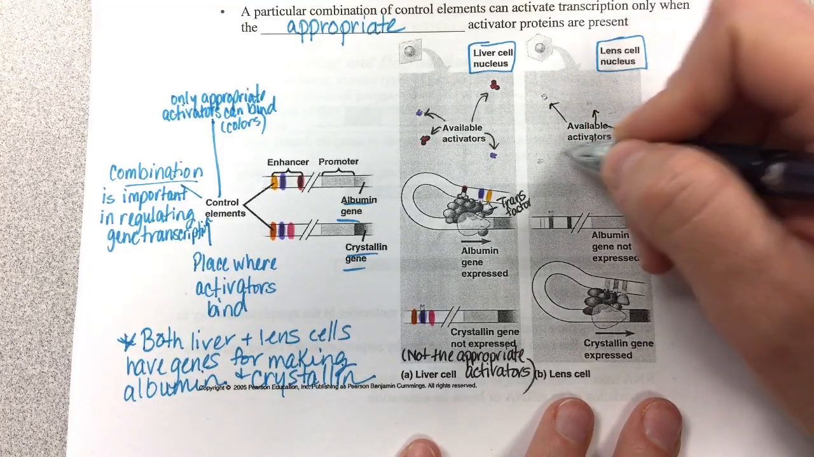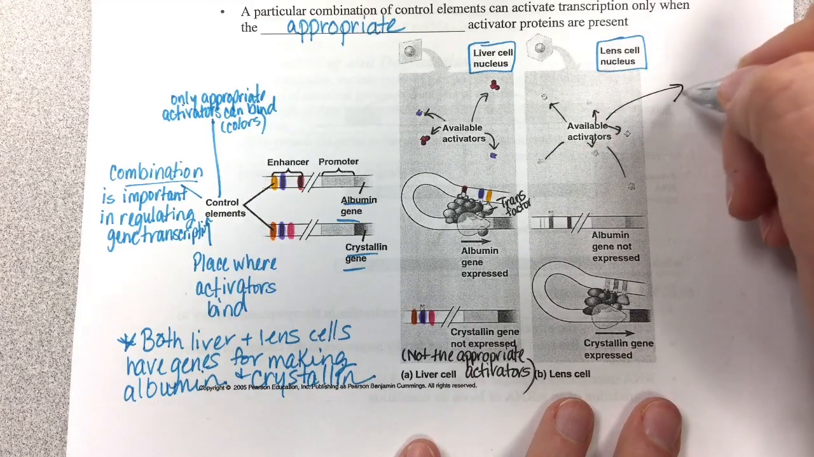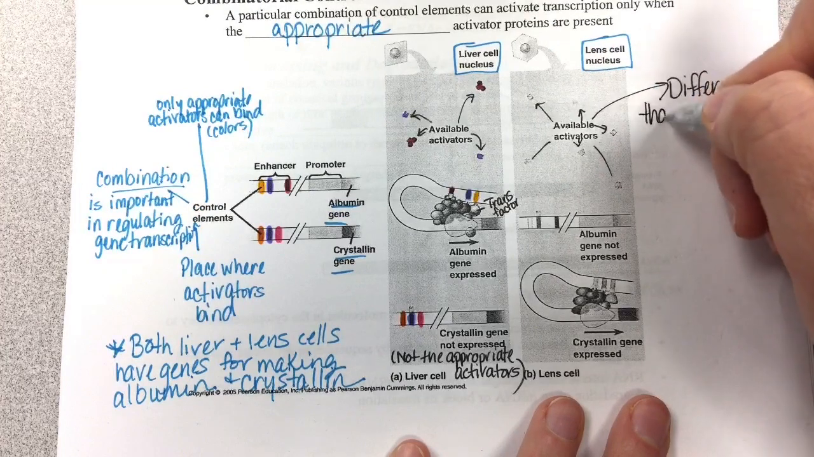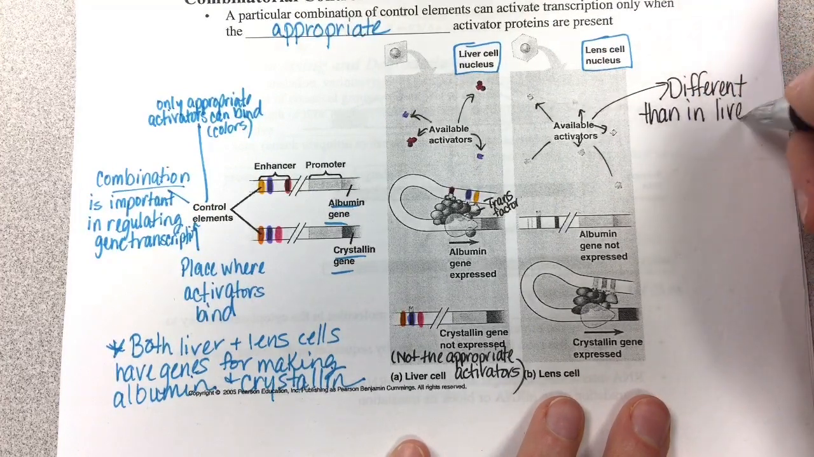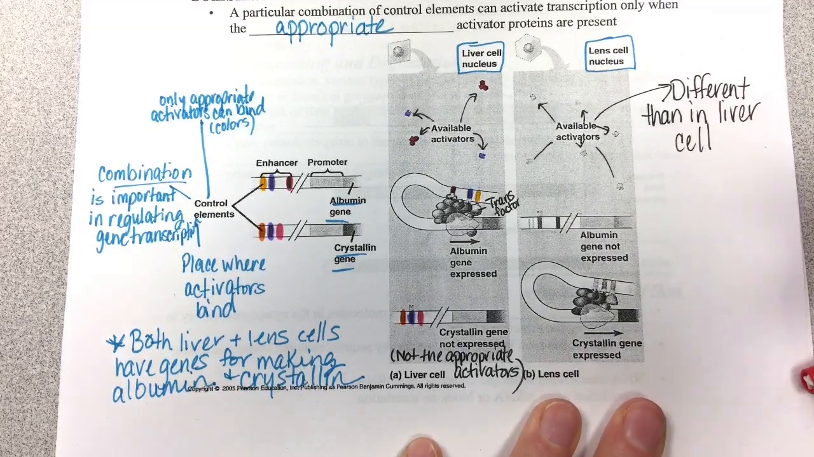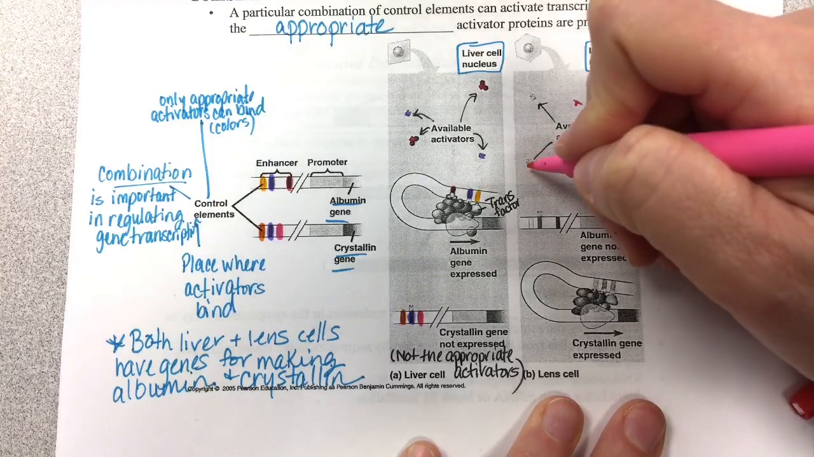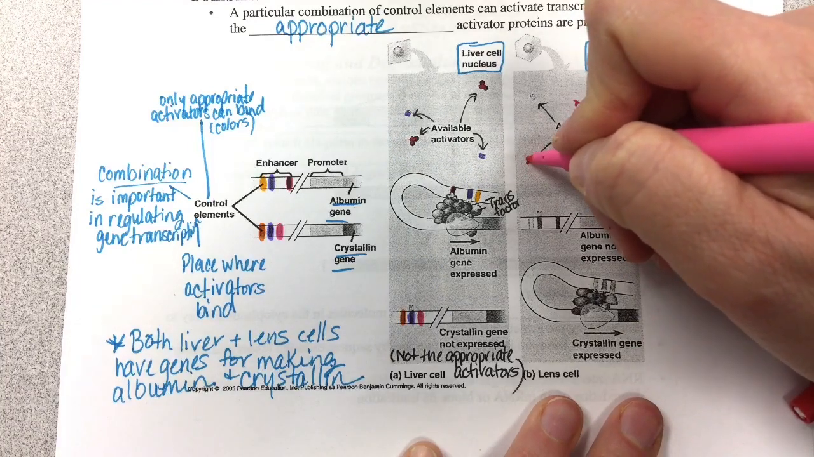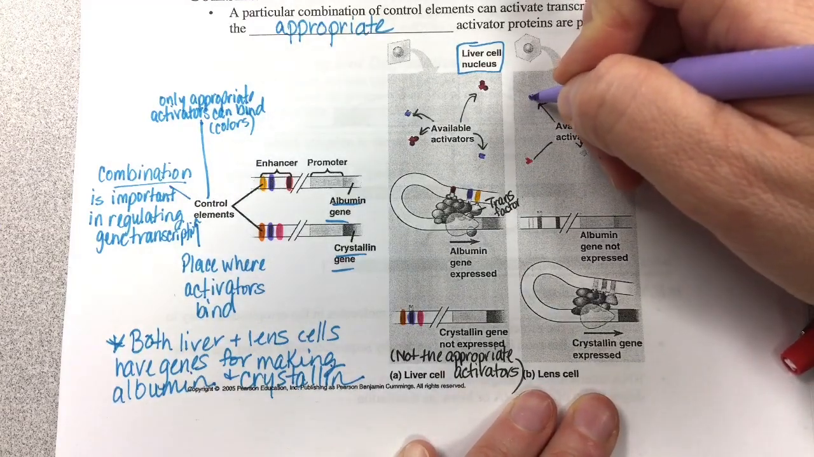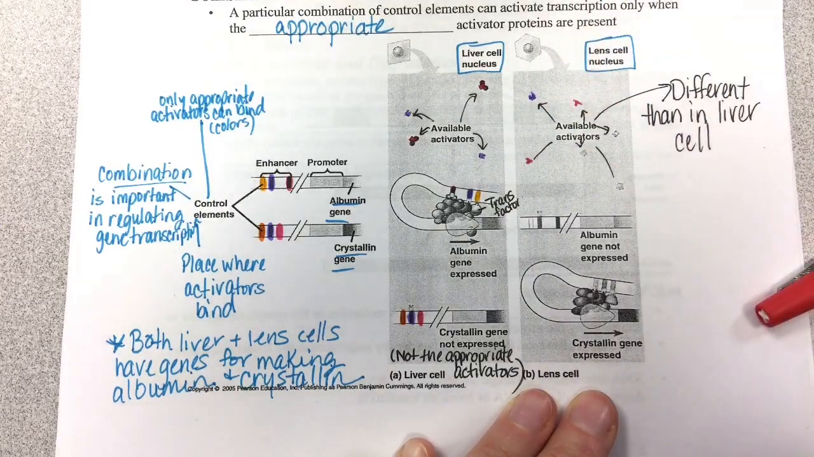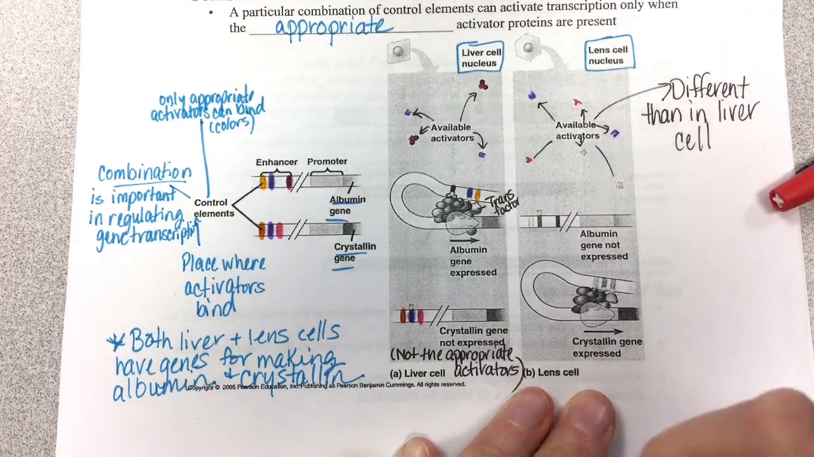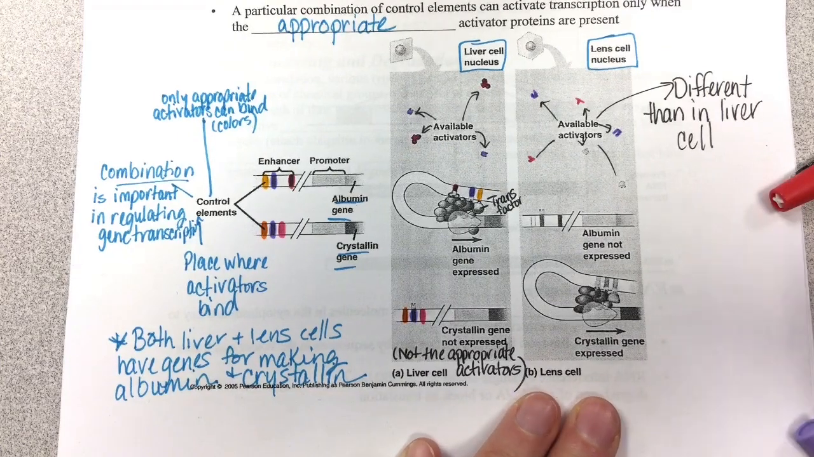All right. So then when we look at the lens cell, the available activators are here, and that's all these guys here. Let's write here that these are different activators than in the liver cell. So let's color code them. There's pink. These guys are supposed to be pink. They have the purple. Let's do this one purple. I think that's the right shape. And then they also have orange.